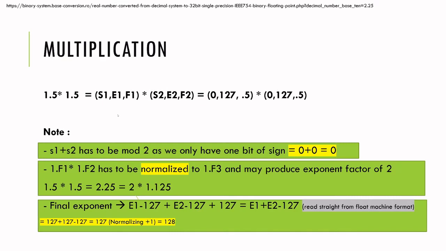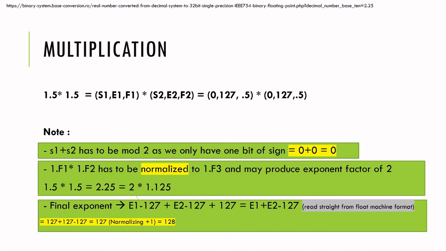Now let's apply this to an example. Let's take 1.5. In machine format, 1.5 can be written as a single precision floating point number as 0, 127, and 0.5. It's 127 because the exponent is really 0, and when you write 0 in bias format, it becomes 127. The same thing here. Now, the sign is 0 plus 0, which becomes 0. When you multiply 1.5 times 1.5, it becomes 2.25. Remember, this is not in 1.f format, so you have to divide by 2. If you extract 2 from this, it becomes 2 times 1.125.